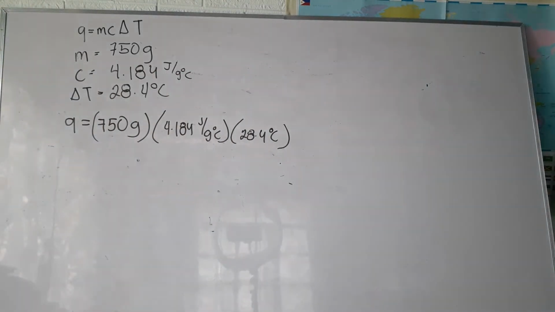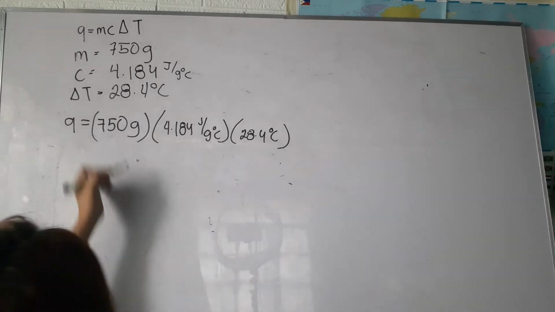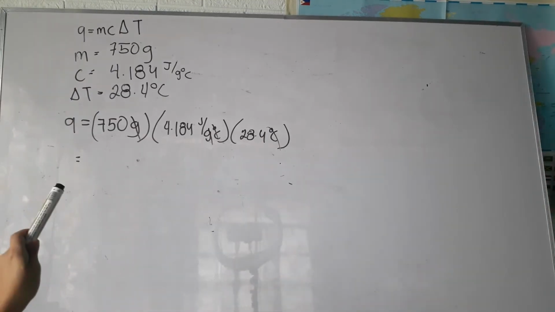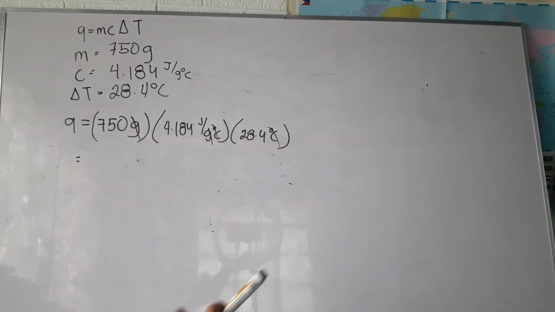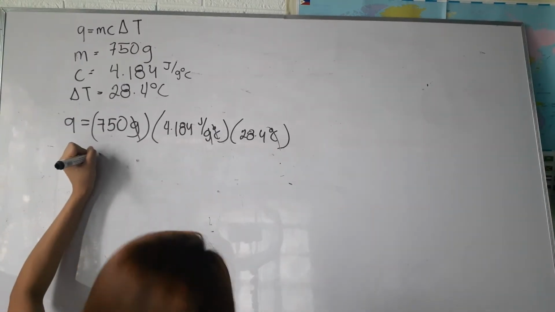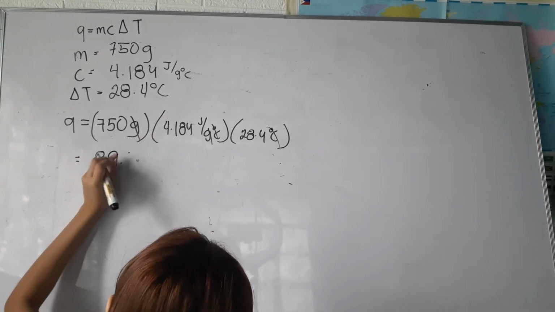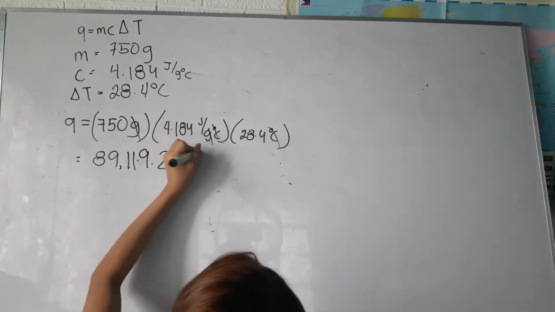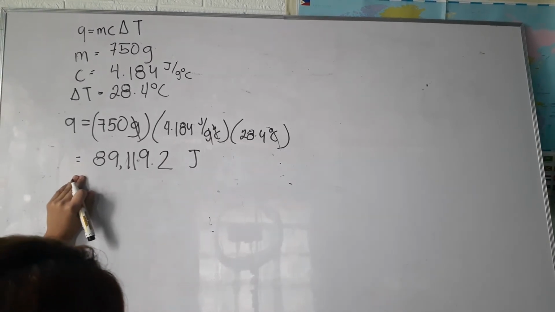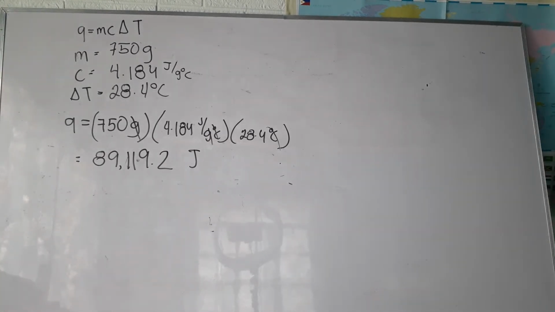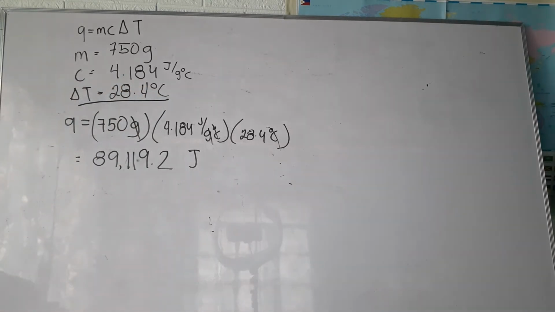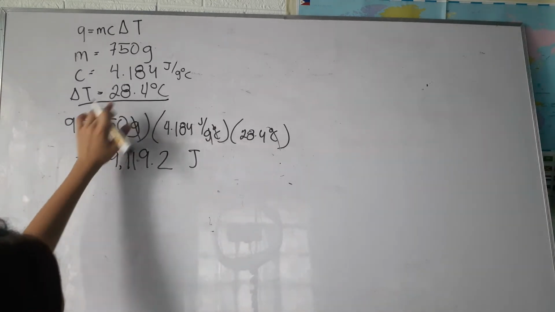Ayan, so magka-cancel tayo. Ngayon, multiply natin. 750 times 4.184 times 28.4 is equal to 89,119.2 joules. So, ito yung heat ng reaction natin. So, ano yung change in enthalpy natin? Since nag-increase yung temperature ng reaction ng 28.4, then exothermic siya.